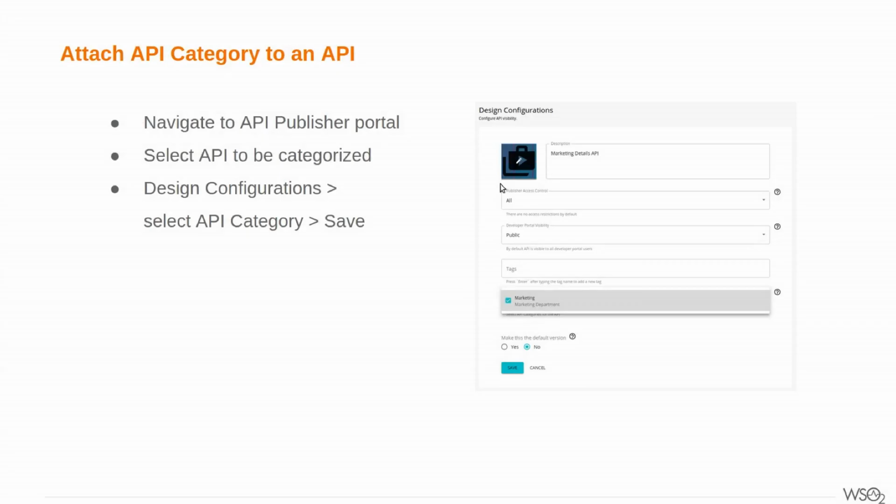Next, we will see how a publisher user can attach an API category to an API. Navigate to the publisher portal and select the API to be categorized. Under API's design configurations, expand the API categories drop-down. This will list the available API categories, and out of those, select the categories you want to attach to the API and save the API.